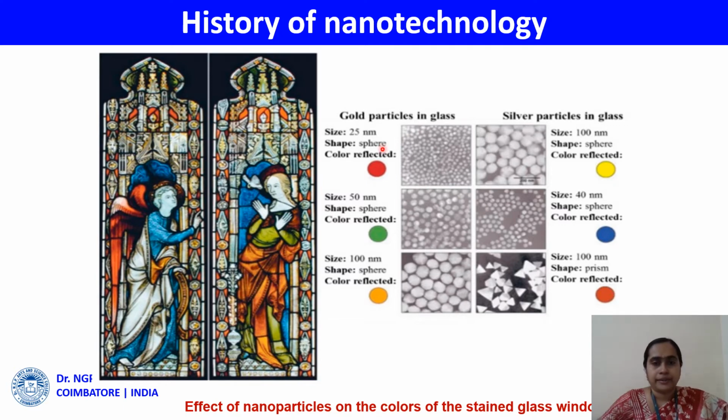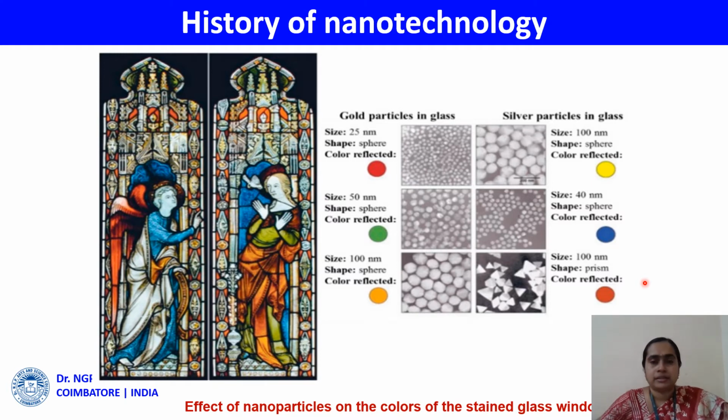And here you can see the difference when the size and shape is changing, you can find the optical properties also changing. The color of the gold particle is changing. So 25 nanometer and sphere you get red, 50 nanometer and a sphere you get green color, 100 nanometer and a sphere you get orange color for the gold nanoparticles, and if it is a silver nanoparticle, 100 nanometers and sphere shape, you get yellow color. 40 nanometers and a sphere shape, you get a blue color, and 100 nanometers, and if it is a prism shape, you get a red color.